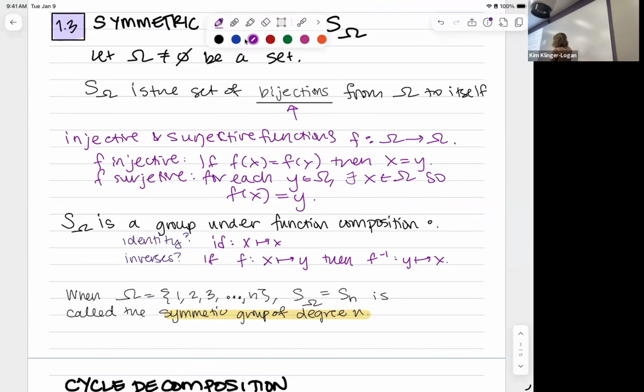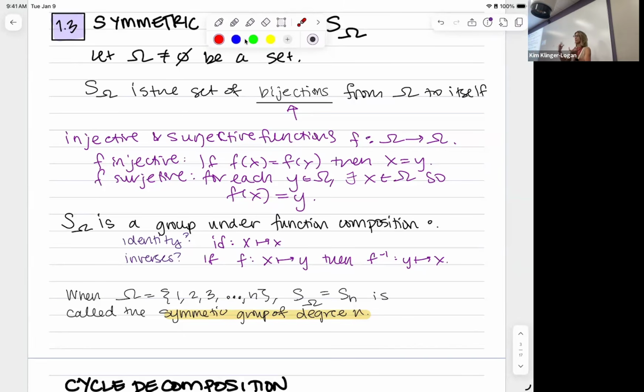Okay, and so yeah, we could do this for any set omega, but more specifically, we usually just take sets of n numbers. When I take omega to be the set of the first n integers, we usually denote this as Sn, and it is the symmetric group of degree n. This is degree, or maybe you'll sometimes hear the symmetric group on n elements said. But it's not the order of the group, because the order of the group is the number of permutations.